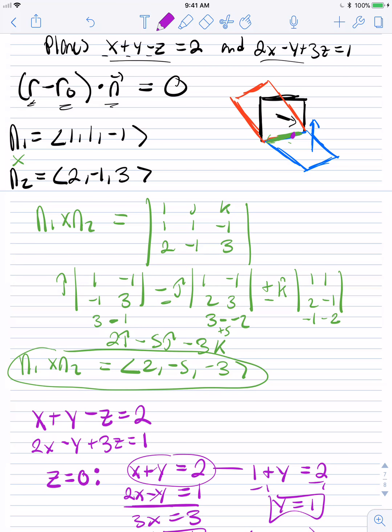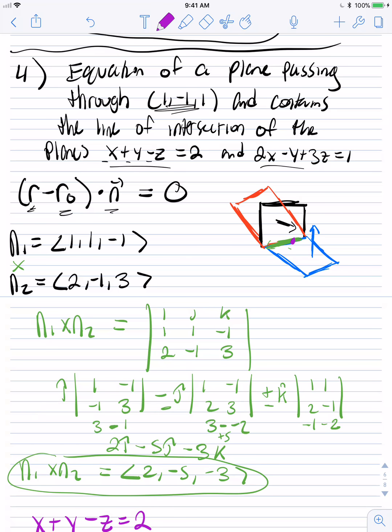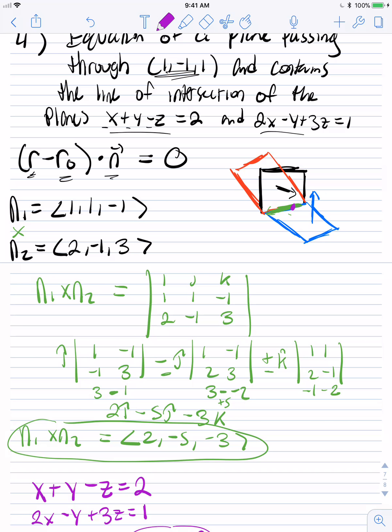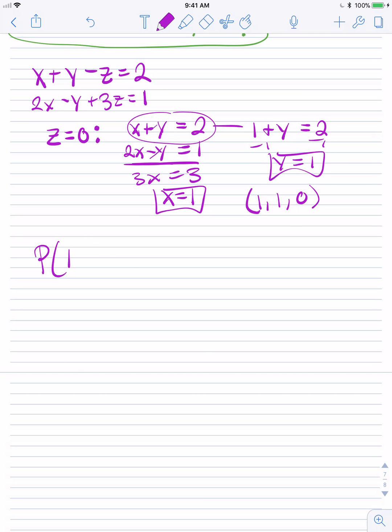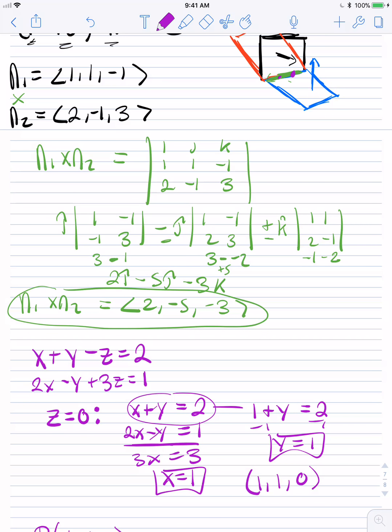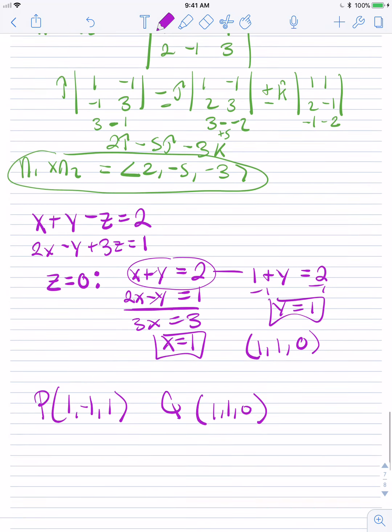So keep in mind that the cross product of two vectors will give us a perpendicular vector, which is what we're going to need, this blue arrow up here. So how do we find another point on the plane, on the line of intersection? Well, we're going to let P equal 1, negative 1, 1. We can call this point P, because 1, negative 1, 1 is another point on the plane. Call that right here. And Q, which we just found, 1, 1, 0, which is that first one right here.